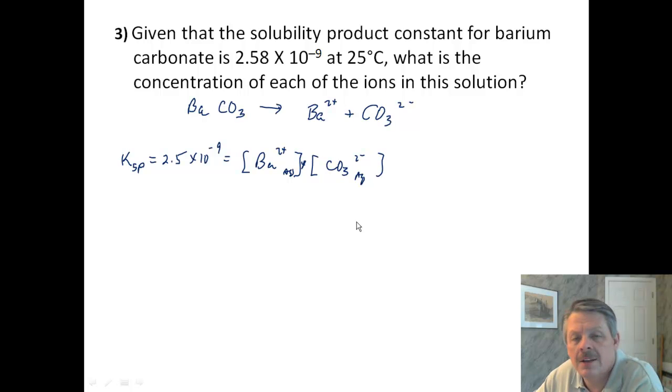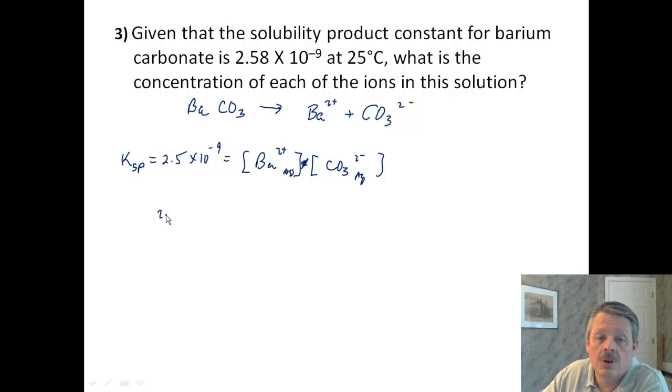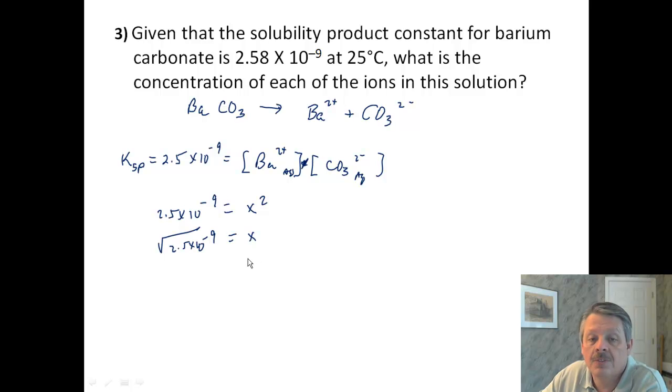So how do we do that? Well, if we look at this as x, if we take each one of these as just x, this is going to be x times x, or x squared. So 2.58 times 10 to the -9th is equal to x squared, which means the square root of 2.58 times 10 to the -9th is equal to x. So you can sit down and plug that into your calculator, right? If you take the 2.58 times 10 to the -9th and you take the square root of it, you will find out that that's 5.08 times 10 to the -5th.